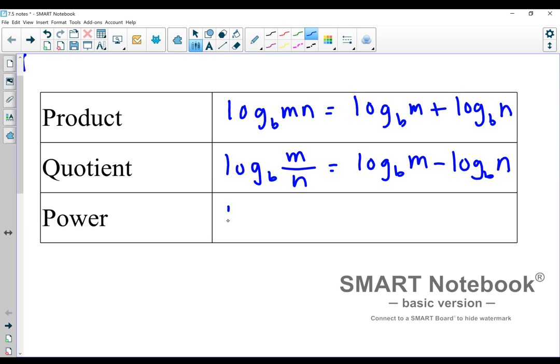The last one is if I have the log of something being raised to a power, then I can take that exponent and multiply it in front like a coefficient. So n times log base b of m. So we're going to use these properties in many different ways.